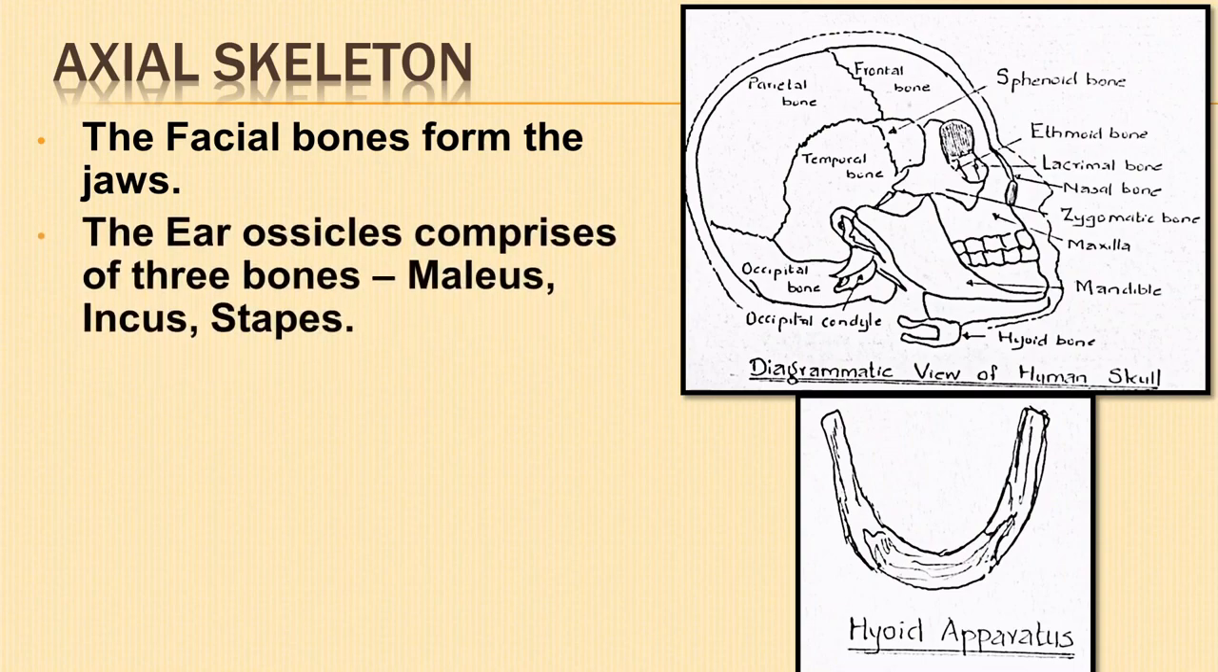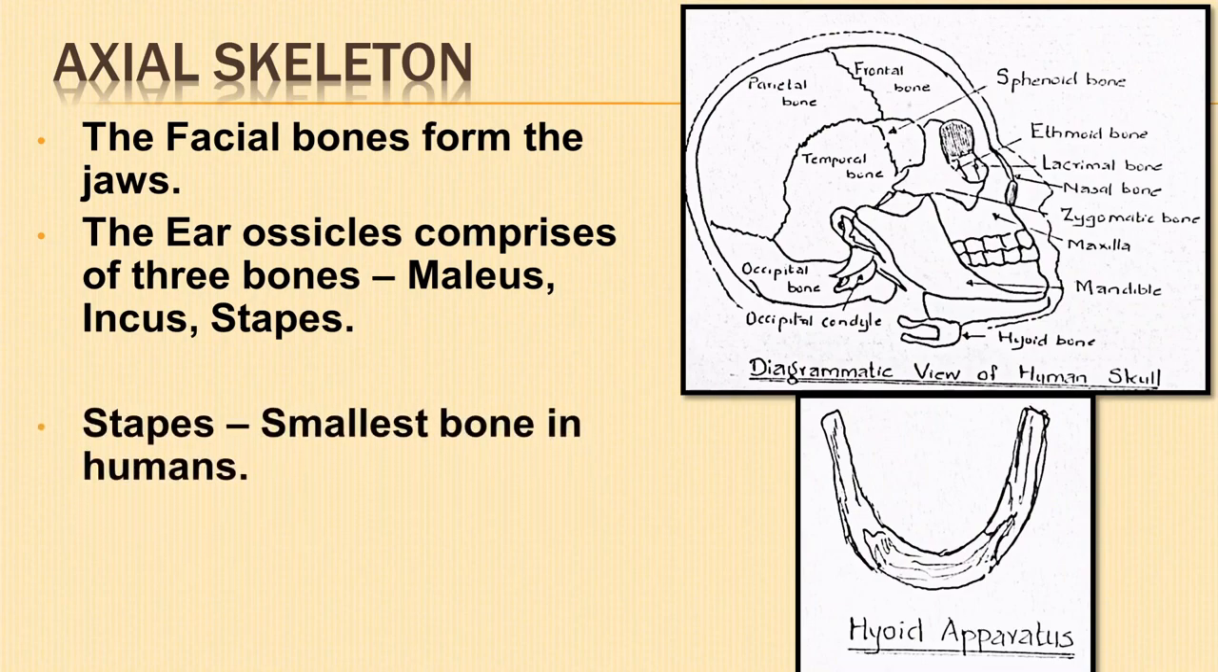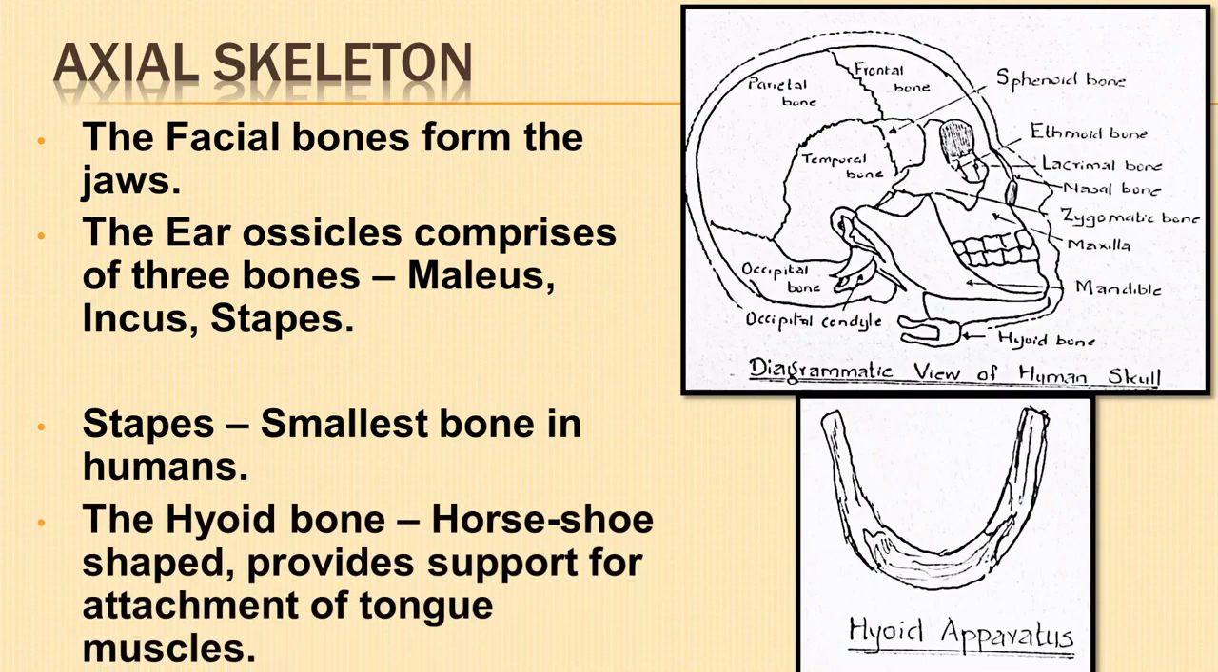The ear ossicles help in hearing. Internally, the ear comprises 3 bones, namely malleus, incus, and stapes. In humans, there are 6 ossicles. Stapes is the smallest bone in the human body. The hyoid bone is horseshoe-shaped, 1 in number. It provides support for the attachment of tongue muscles.